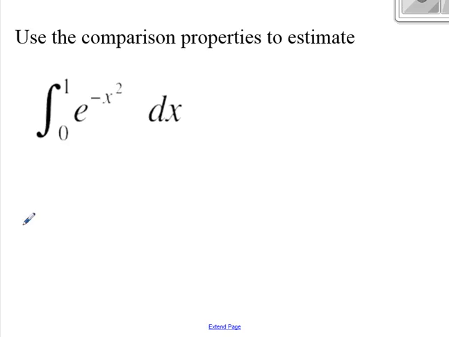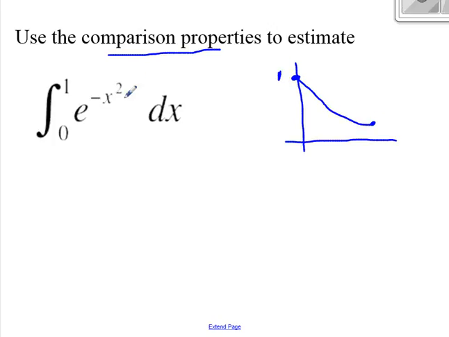Let's try one more here. So we're going to use comparison properties. What we have here is e to the negative x squared. Now I know if I plug in 0 to this, I get 1. And if I plug in 1, I get e to the negative 1, which is somewhere down here. So we've got this curve that goes down like this. Up here I'm at 1 because I plugged in 0, and down here I'm at e to the negative 1, or 1 over e.